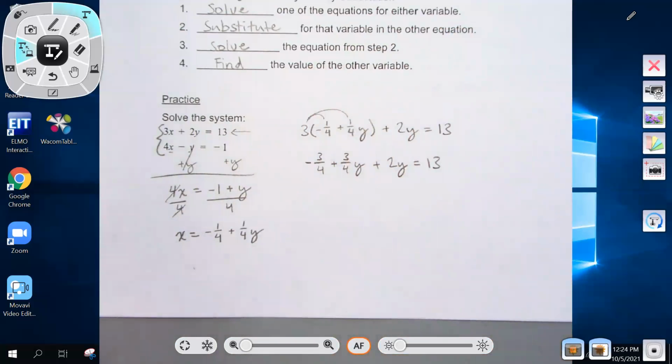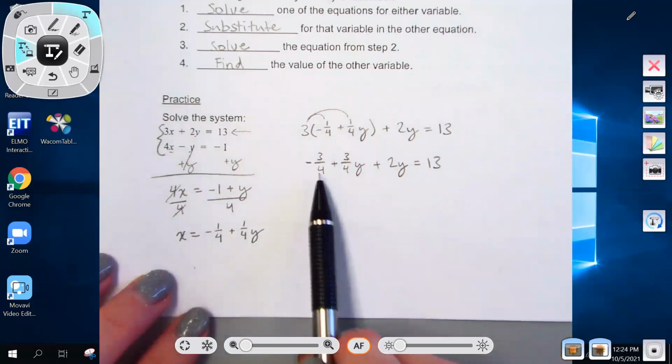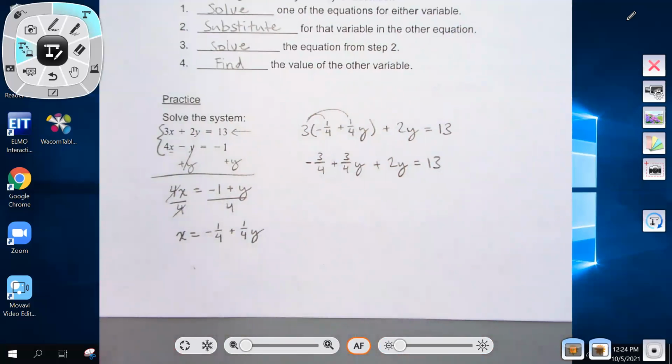And if you happen to do this in your calculator, I would suggest leaving these as fractions instead of changing them to decimals. A denominator of 4 wouldn't be too terrible as a decimal, but if you had a denominator of 3, your decimals would end up being like 0.3 repeating or 0.6 repeating, and that would not be easy to work with. So I recommend keeping them as fractions.